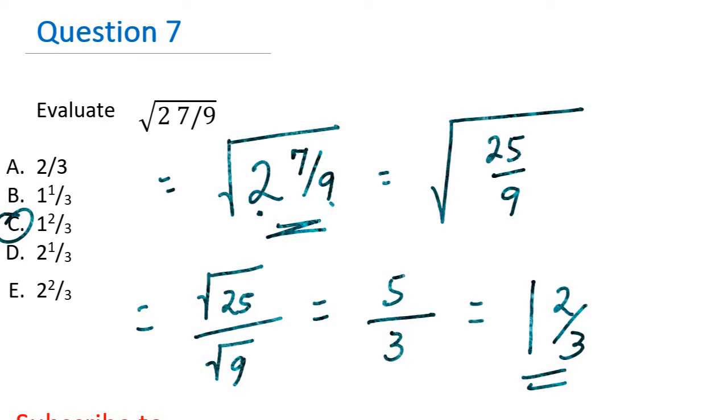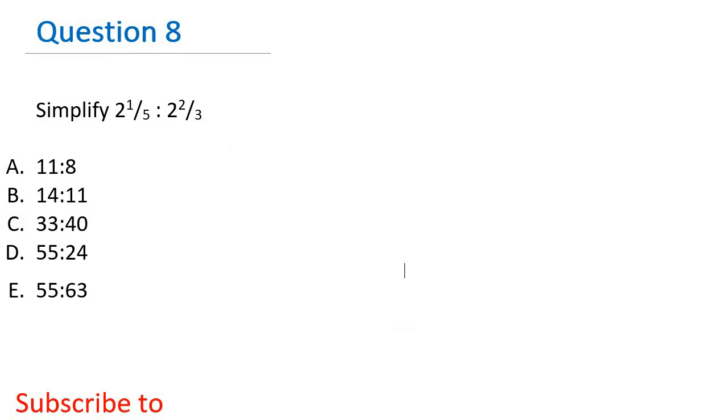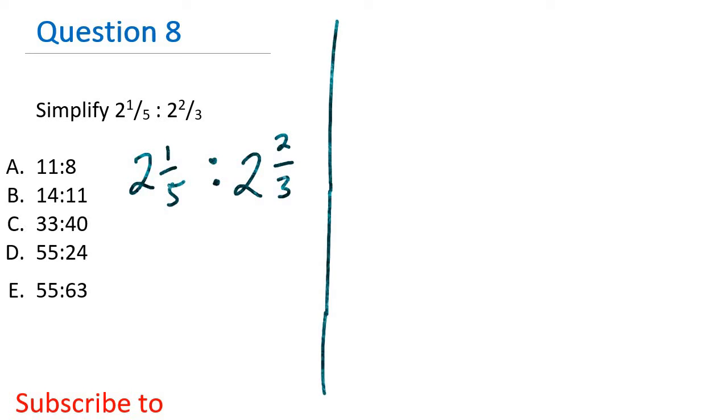Okay, let's go straight to question 8. Simplify. Let me bring this out. 2 whole number 1/5 ratio 2 whole number 2/3. This is ratio. So ratio also means division. Before we think of expressing the ratio as division, we must change the mixed numbers to improper fraction.